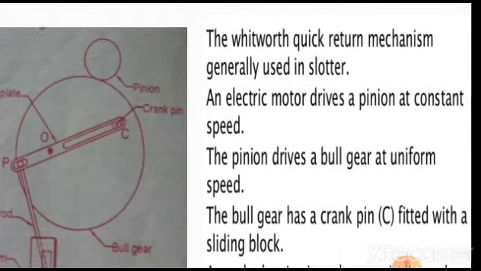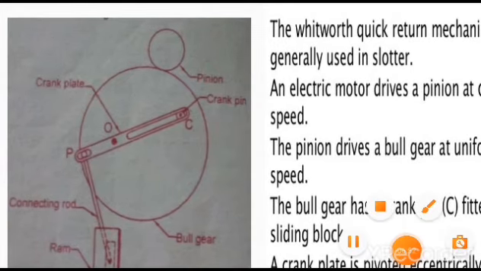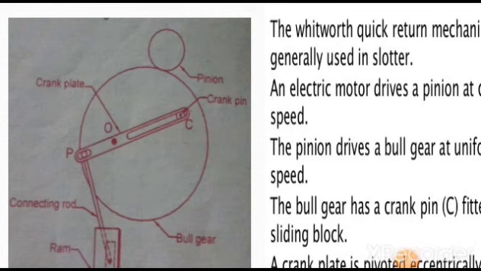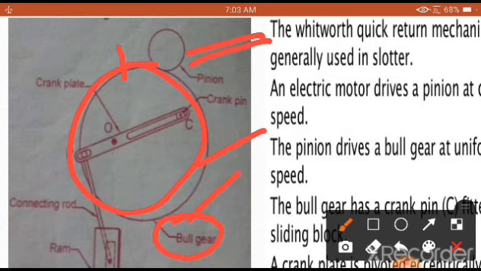An electric motor drives a pinion at constant speed. This we need to understand: the pinion which you are going to see here is driven continuously with the help of a motor, which is not shown. Now this pinion is in contact with the bull gear. The word bull is used because the number of teeth provided on this gear is very big. That is why the word bull is used.